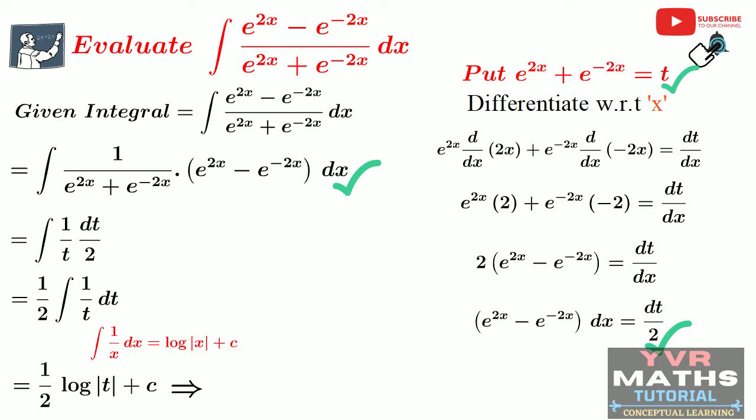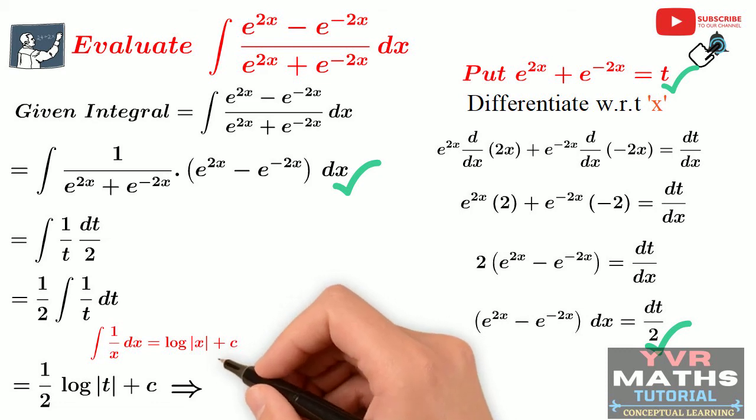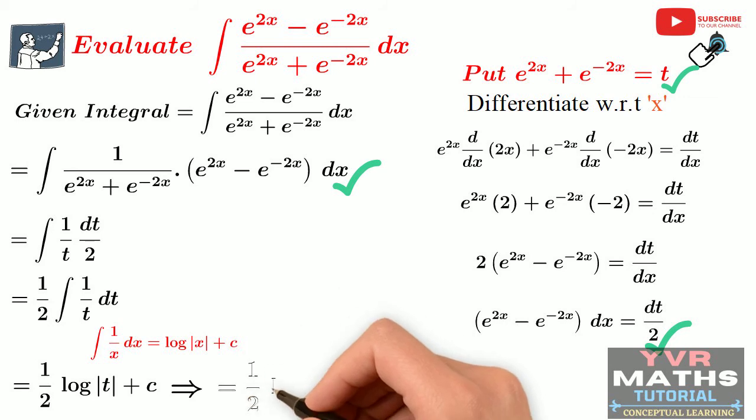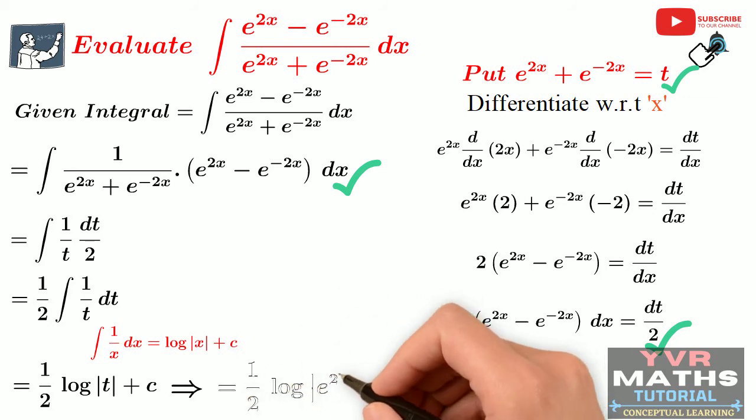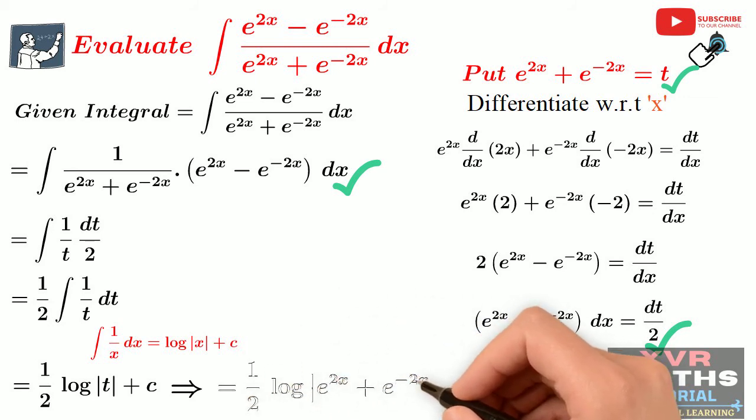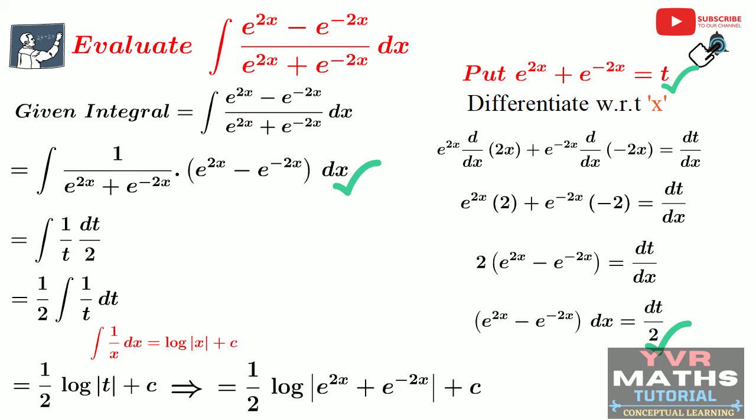So, in t place, if we substitute this original variable function, what will we get as the final answer? See here, 1 by 2 into log modulus of e power 2x plus e power minus 2x plus c. So, this is the final answer for the given integral. I hope you understand.